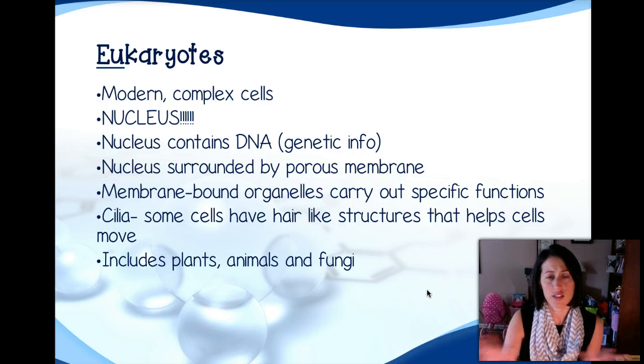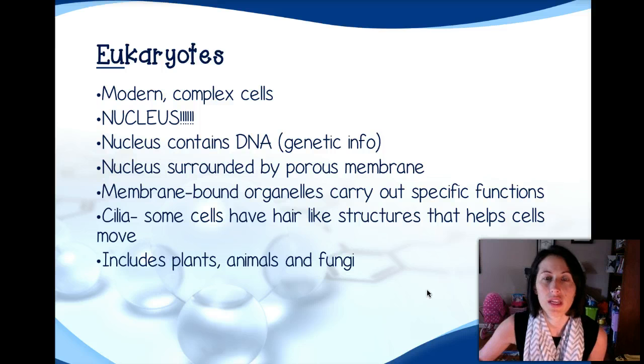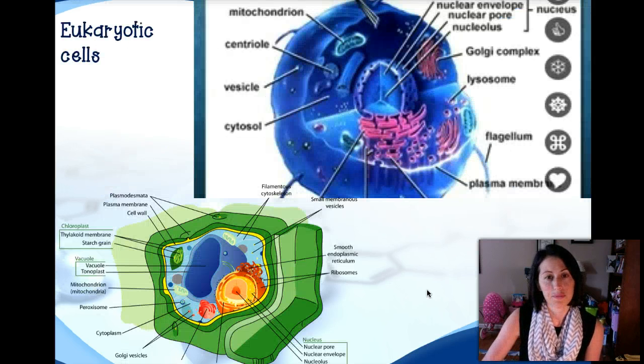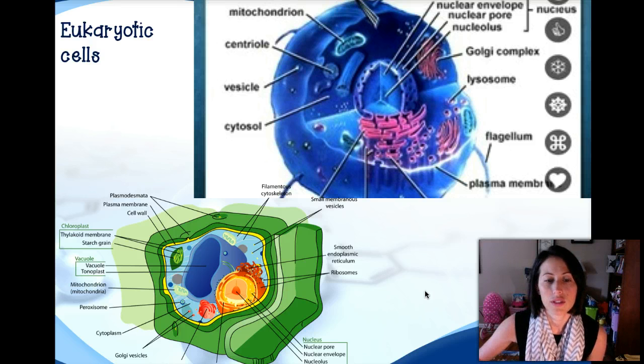Cells like our skin cells, they're not going anywhere, so they don't have any projections that help them move around. When we're talking about eukaryotes, we're talking about plants and animals and fungus. Most of the time, though, we'll refer back to plants and animals. They're going to be the two that we focus on the most this year. So here are some pictures of eukaryote cells.